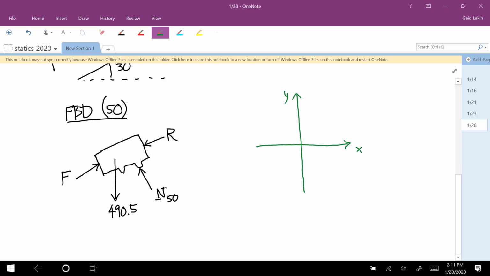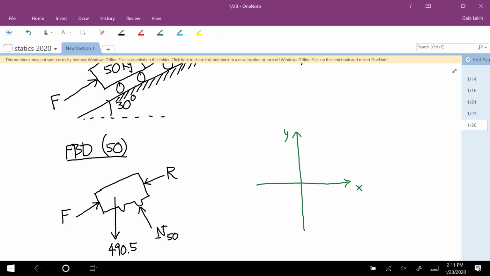So what angles do we know? Well, we know that the angle between the horizontal and F is 30. That's exactly what's given, so I'm going to start with that. So that's this force F, and for that one, to go counterclockwise from the x-axis is 30 degrees. So theta here is 30.